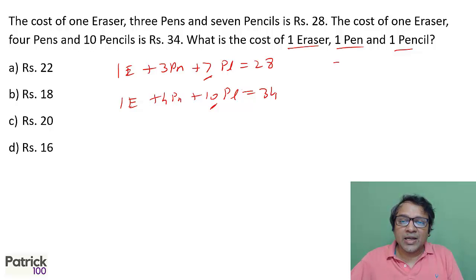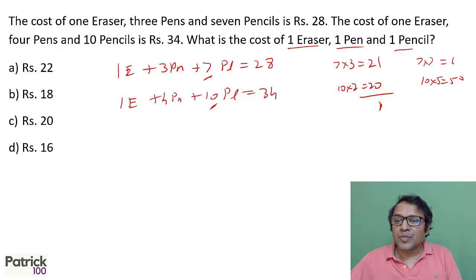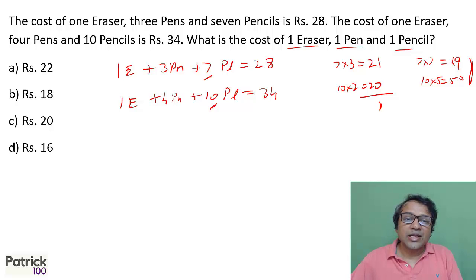The simplest I can think of is 7 3s are 21 and 10 2s are 20. Subtract and get 1. You can also take 10 5s are 50 and 7 7s are 49. Subtraction is 1. But in the second case, the erasers will not get 1, whereas in the first case, with 3 and 2, the erasers also become 1. So let's look at the first case.